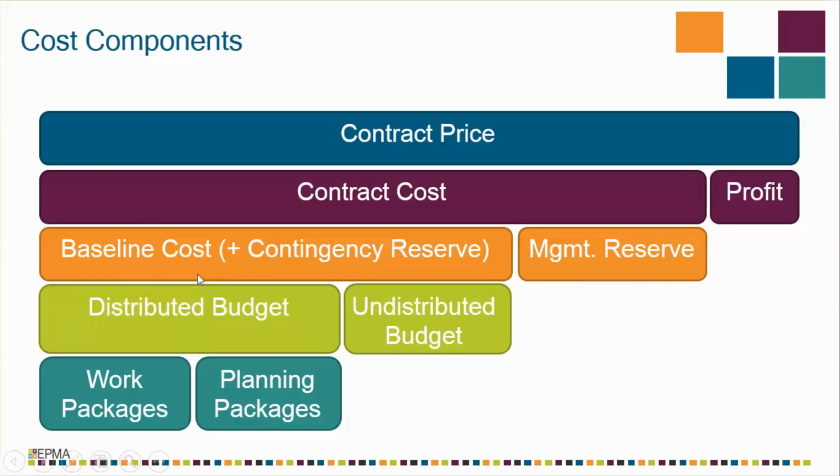A baseline cost, in turn, consists of distributed budget and undistributed budget. As we can see, distributed budget consists of the budget allocated towards work packages and planning packages. Undistributed budget is allocated towards those authorized efforts which are not allocated to WBS elements. However, the efforts are authorized and soon they'll be allocated towards a WBS element.